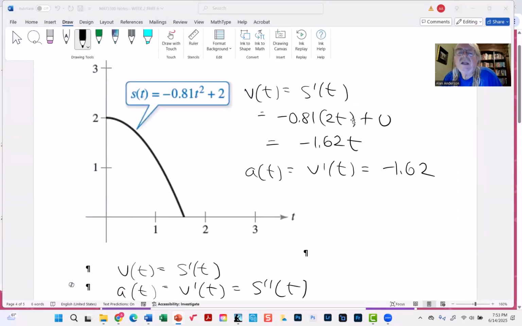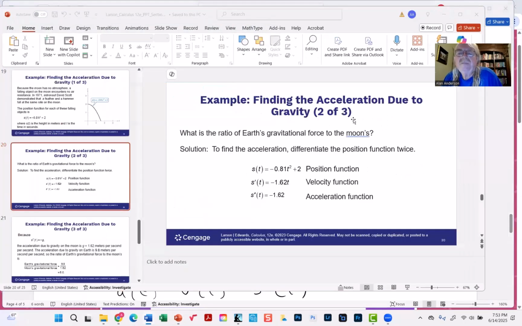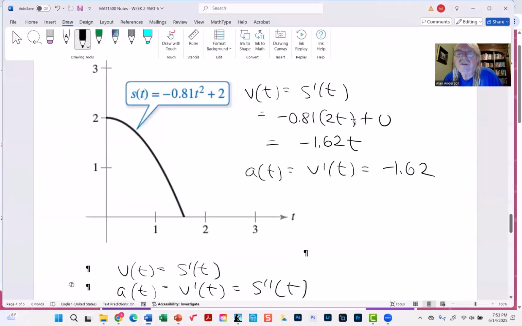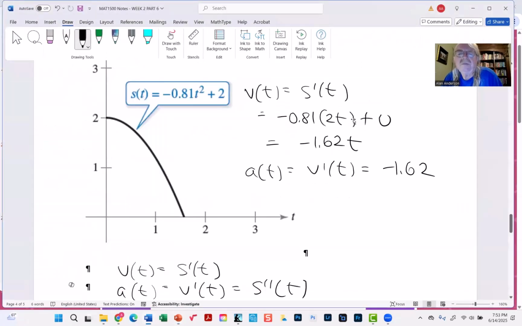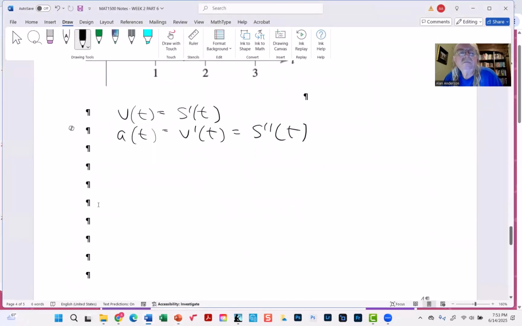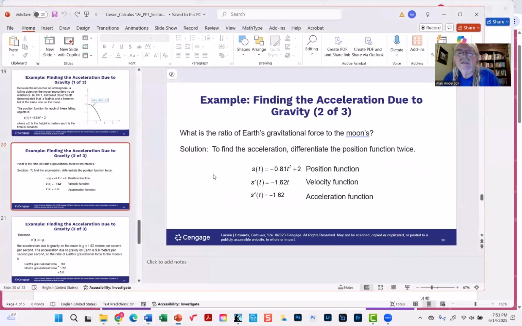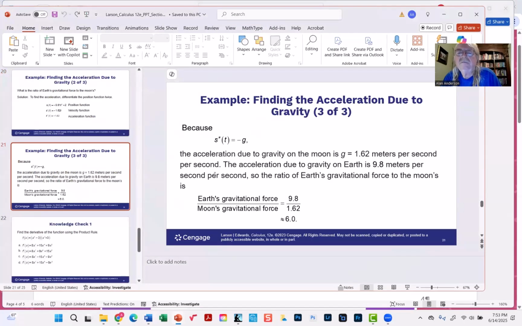So yeah, it's negative 0.81 t squared plus 2. The velocity is negative 1.62 t, and then finally the acceleration is negative 1.62. All right.